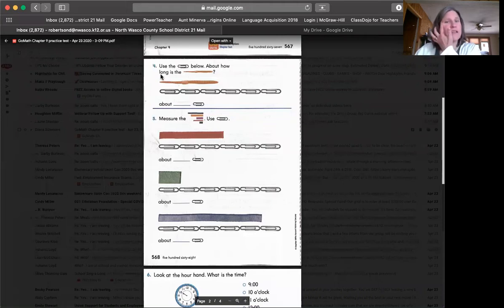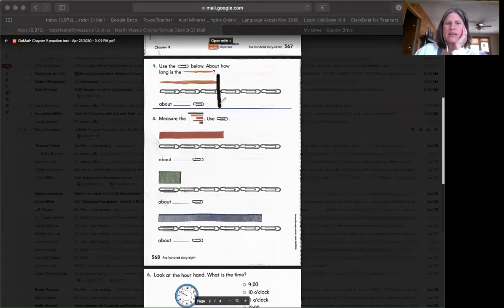Okay. Let's read number 4. Use the paper clips below. About how long is the worm? So the worm is, they start at the same line. So that's 1, 2, 3, and then it ends on the 3rd paper clip. So it's about 3 paper clips long. Okay.